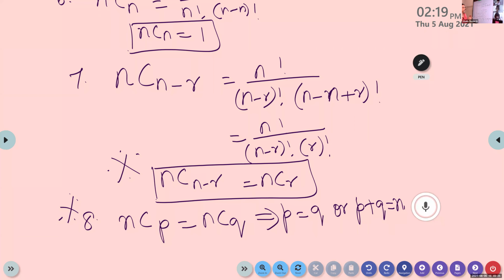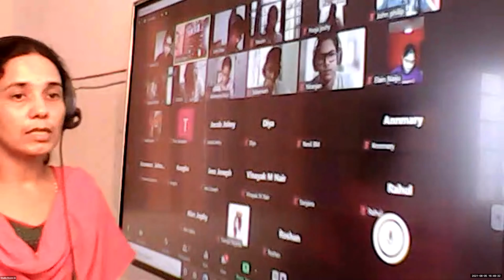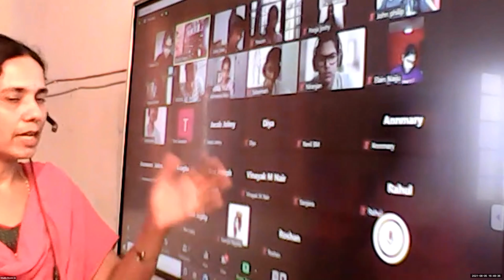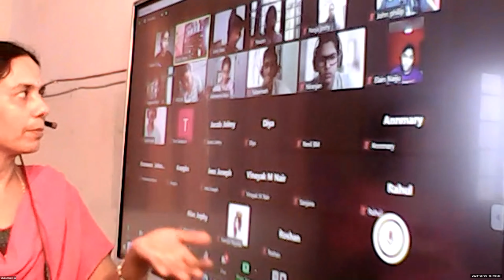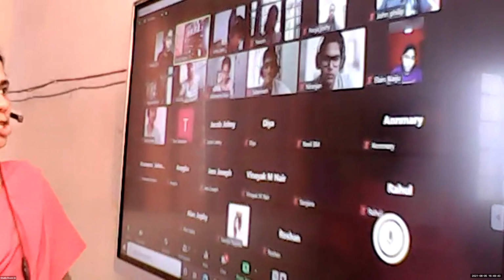We have 8 properties. Now using these properties, let us evaluate. Let us learn how to evaluate the combinations. First I will teach this, after that we will be applying in the situations. First let us learn how to calculate the combination.